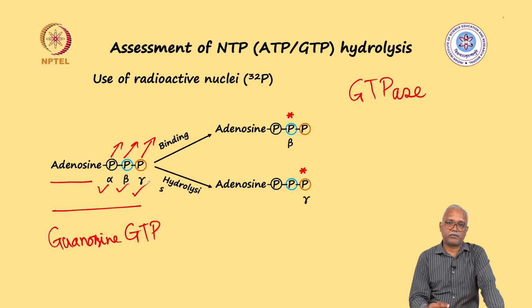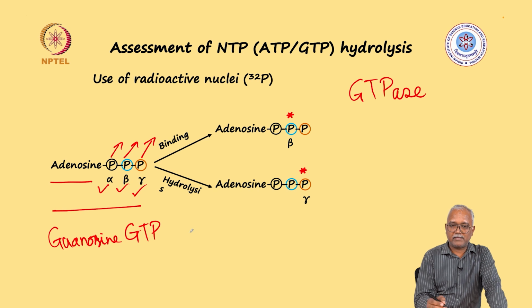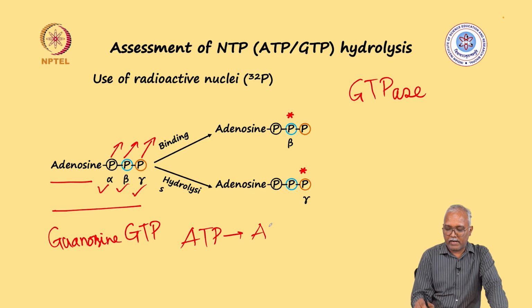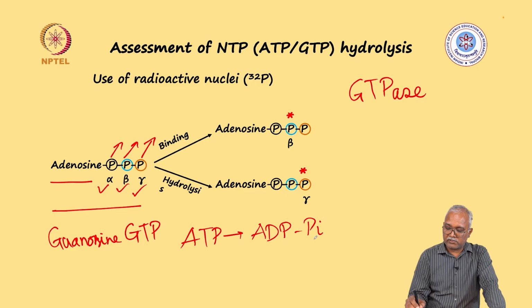beta and gamma phosphate. Now, when ATP is hydrolyzed, in one of the earlier slides you saw that ATP basically becomes ADP and phosphate. So, this third phosphate group is what is hydrolyzed.